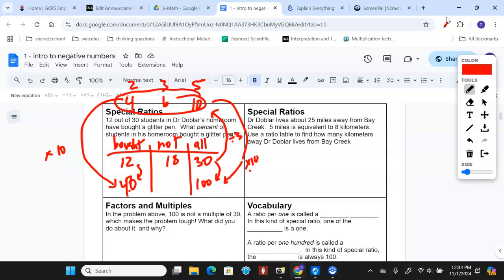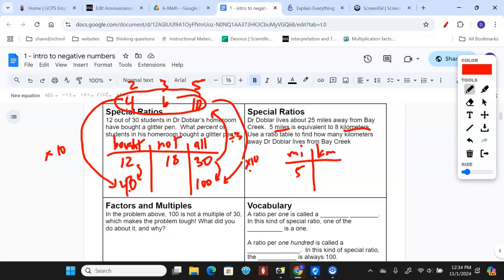Dr. Doble is about 20 miles away from Bay Creek. 5 miles is equivalent to 8 kilometers. Use the ratio table to find out how far I live from Bay Creek. So this is a measurement conversion question. We're going to switch between miles and kilometers. Special ratio number 2. Miles, kilometers.